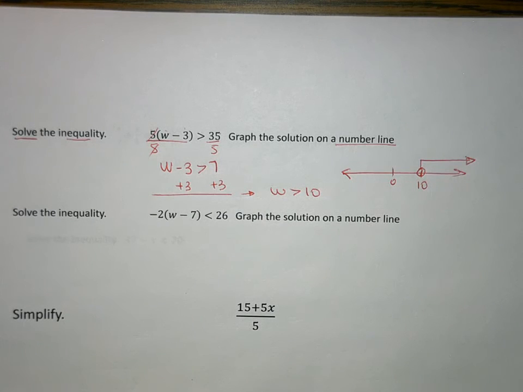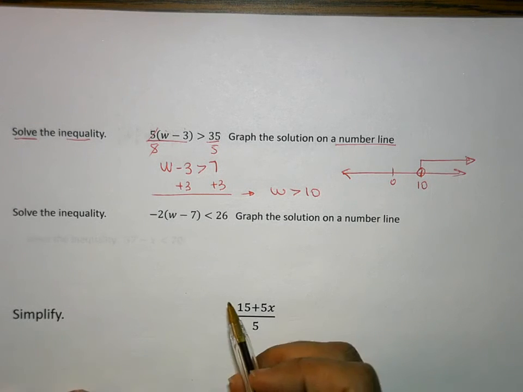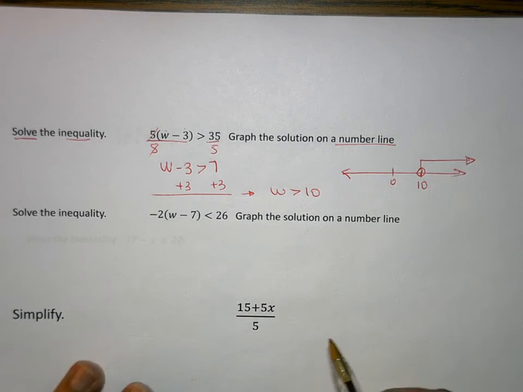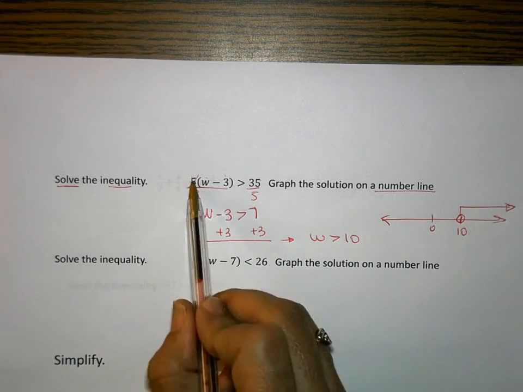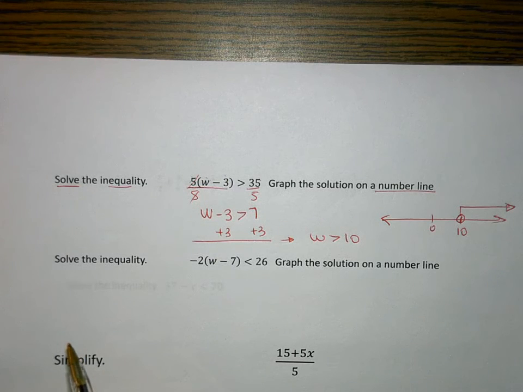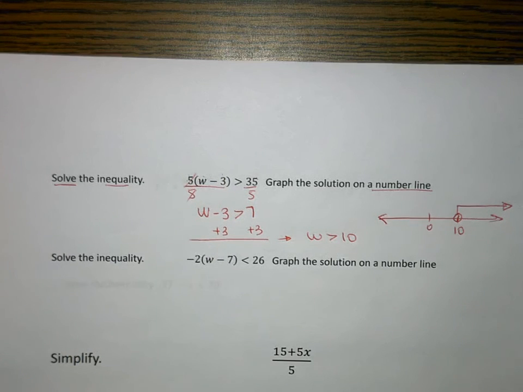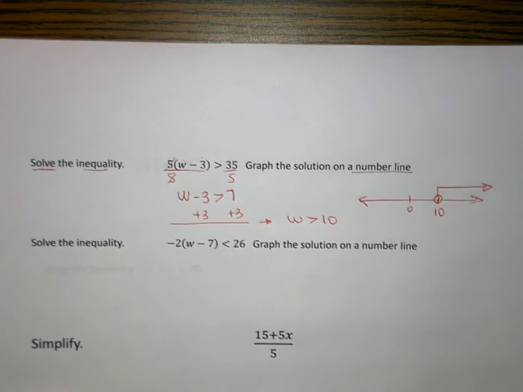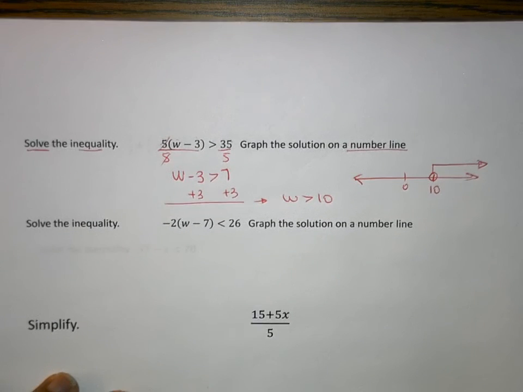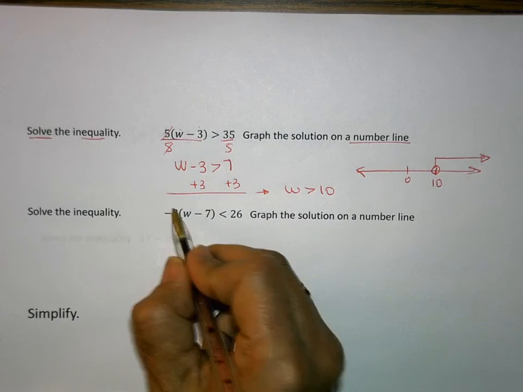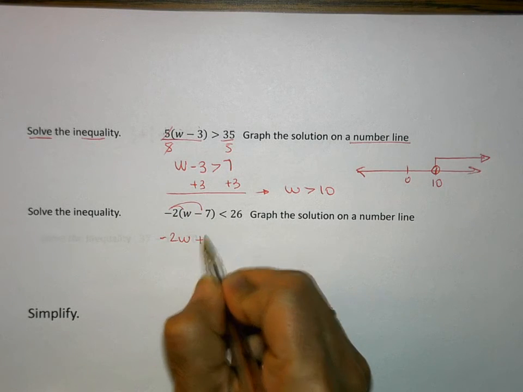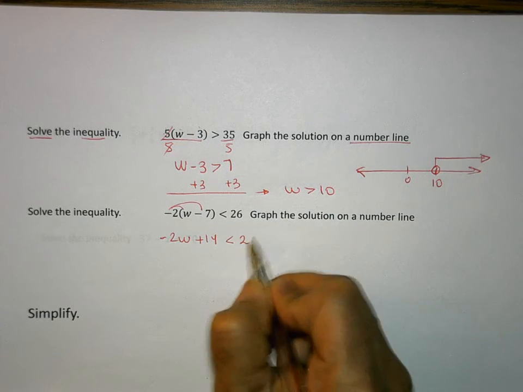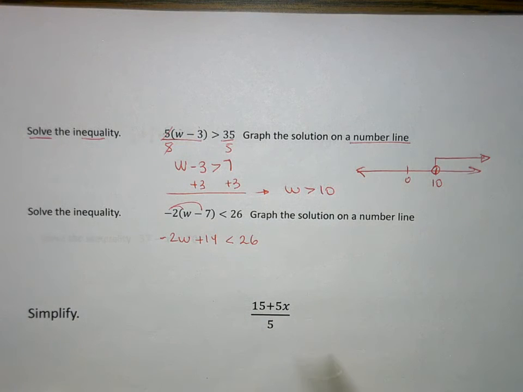Now, if you wanted to distribute it, you would still get the same answer. There's nothing wrong with distributing. You could have distributed and got 5W minus 15, and then you would solve it. You would still get exactly the same answer. I just chose to do it in a different way. So over here, if I wanted to distribute this, I would get negative 2W plus 14 is less than 26. And I could still solve it and get the correct answer.